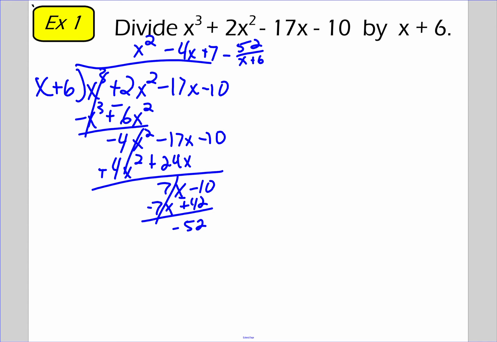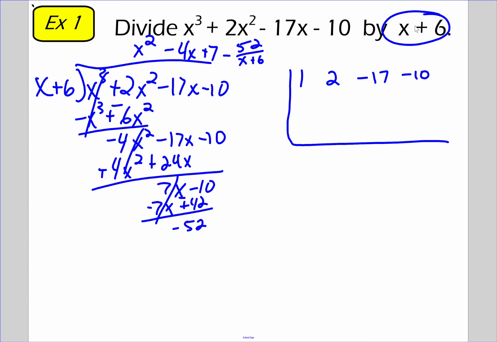The other way to do this is with synthetic division. With synthetic division, we write the coefficients of our dividend, in this case 1, 2, negative 17, and negative 10. Then we draw this L-shaped box. Synthetic division can be done with several different divisors, but it's easiest when you have a linear divisor, like x plus 6. Since there is this multiplication and then subtraction, 2 minus 6, we account for that by using the zero of the divisor, which would be negative 6. We're going to use that out here.